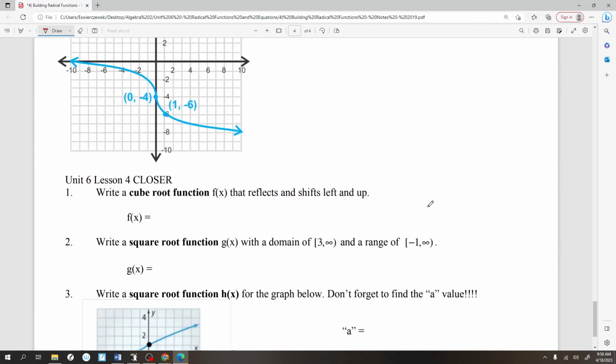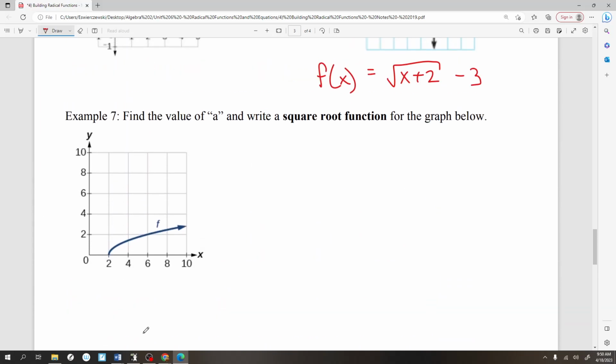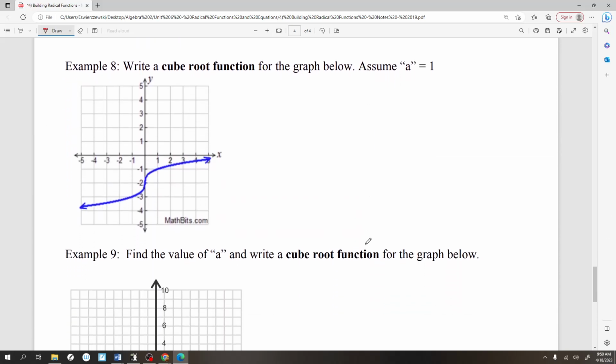Let's see, how are we doing here? I'm going to let you try this one on your own. We'll move down to example 8. Write a cube root function for the graph below. Assume a equals 1. So cube root function looks like my center point is at -2, 0. So no shift left and right, but there is a shift down. So it would look like this.